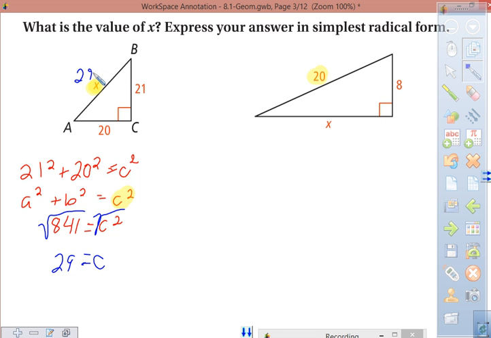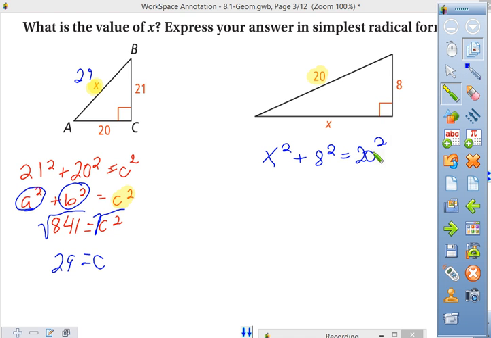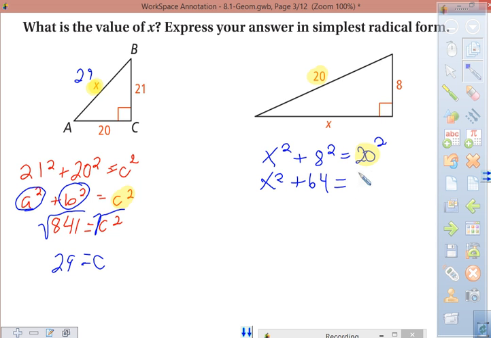The next problem, our hypotenuse is 20. So it doesn't matter which one is A and which one is B, so I'm just going to write it as x squared plus 8 squared equals 20 squared. And our hypotenuse is the 20. So let's simplify. x squared plus 64 equals 400. Subtract off 64, and we get x squared equals 336.